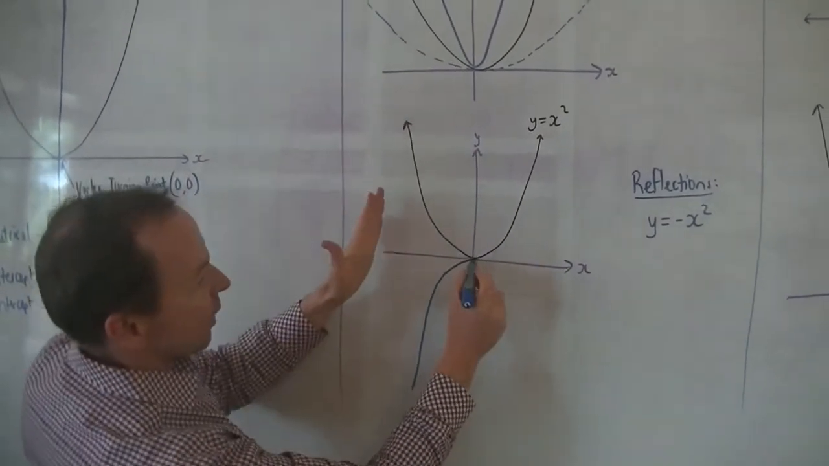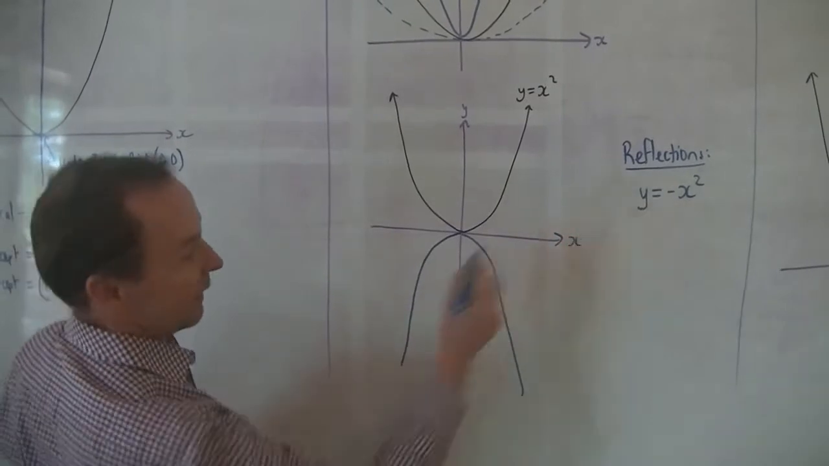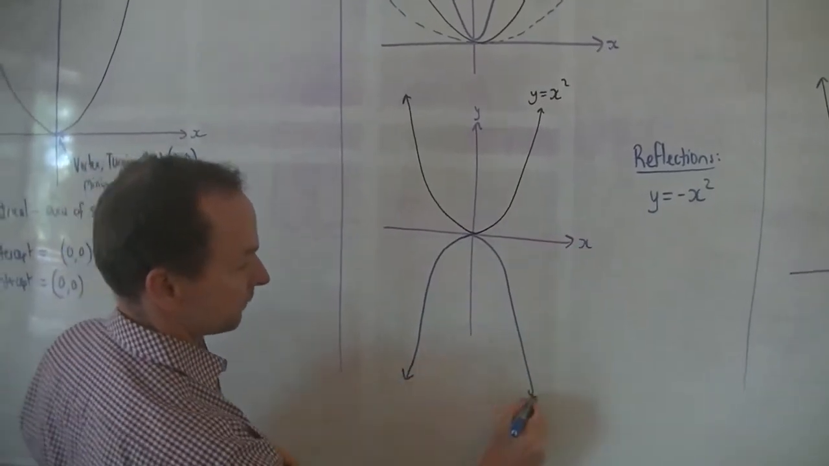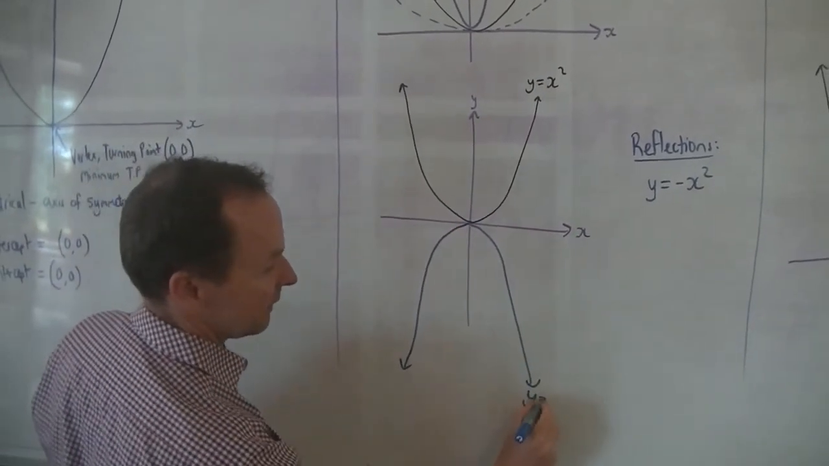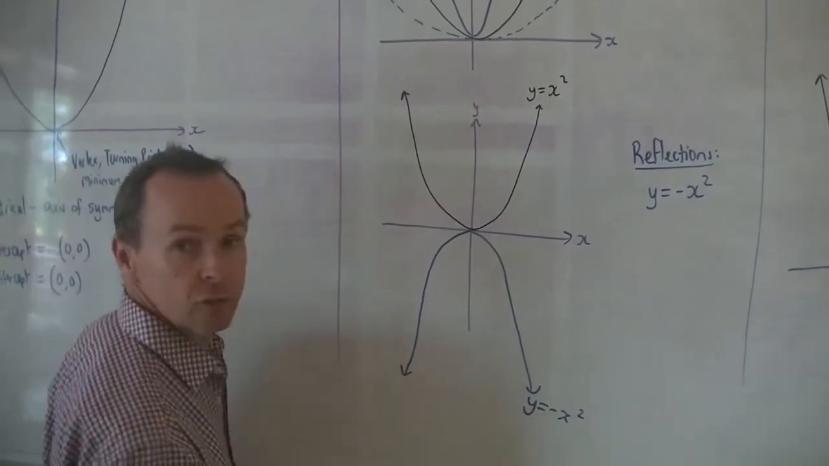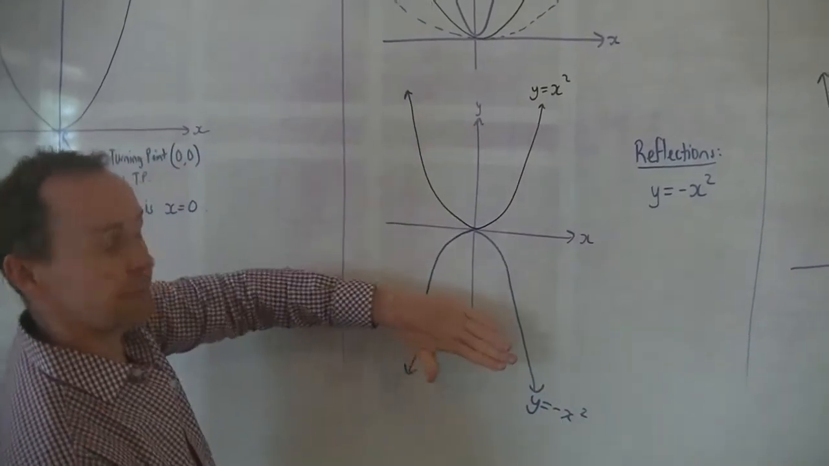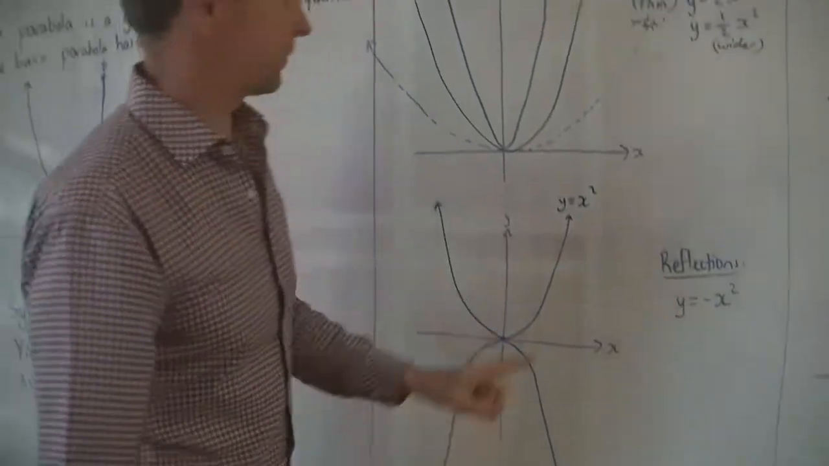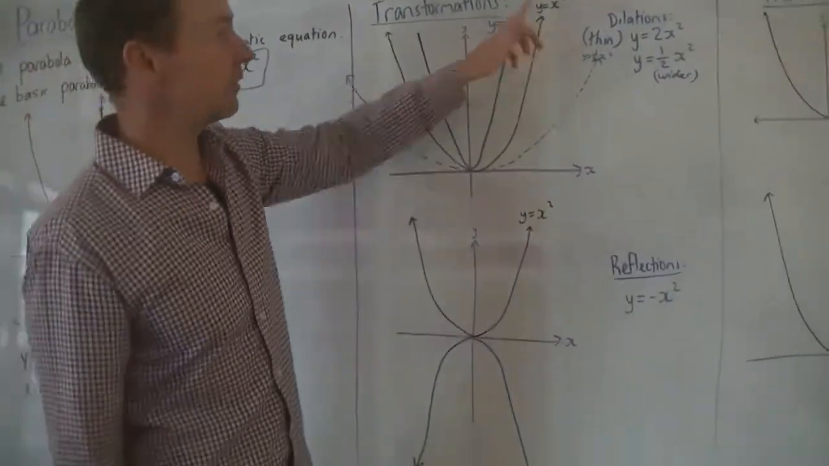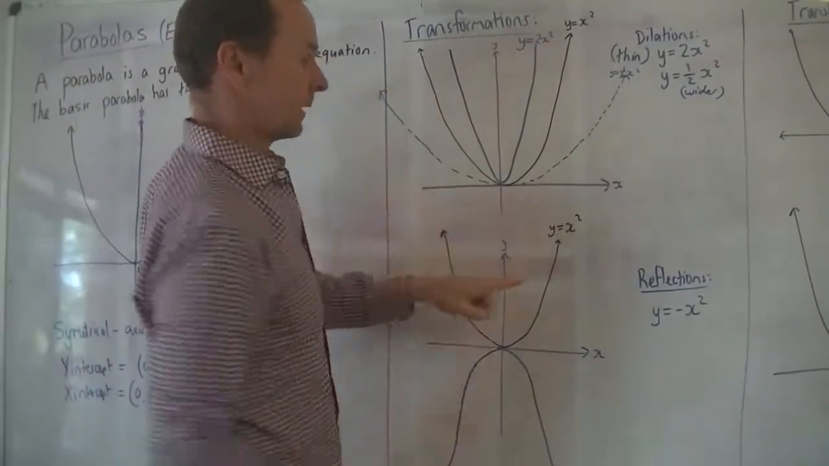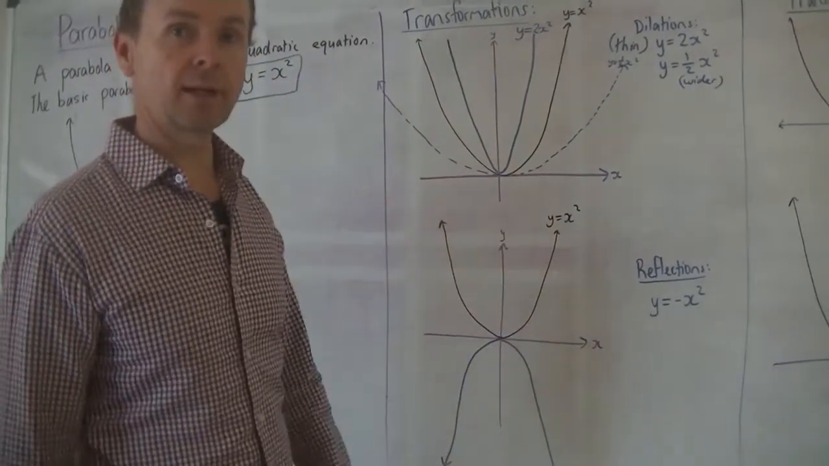So it doesn't look wider or skinnier because it's still the x squared one, but it's flipped upside down, and this one's called y equals negative x squared. Okay, so all we do is we flip it. Good job, that's reflections. So dilations make it thinner or wider, and then reflections flip it upside down.